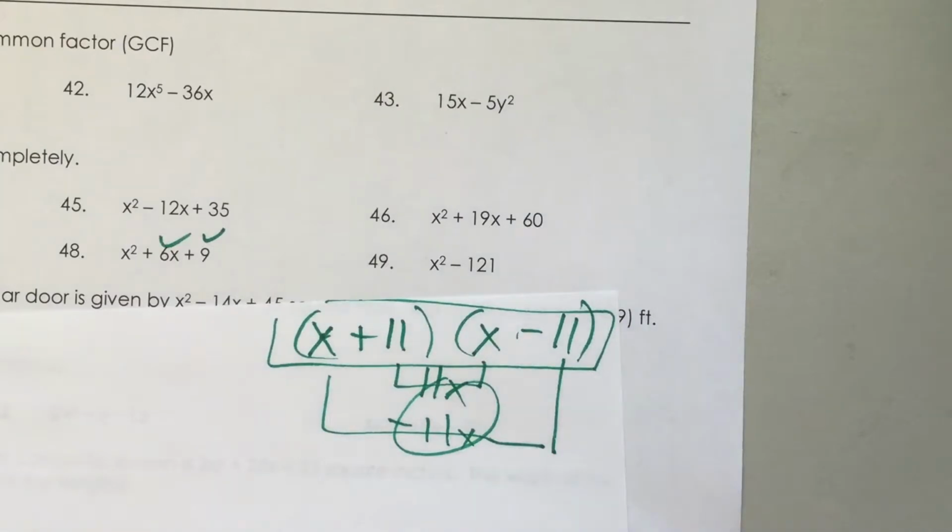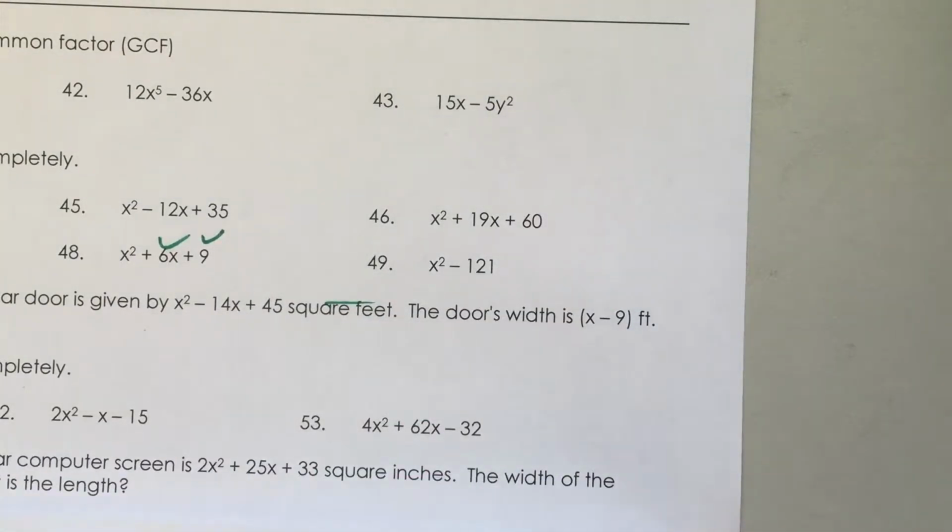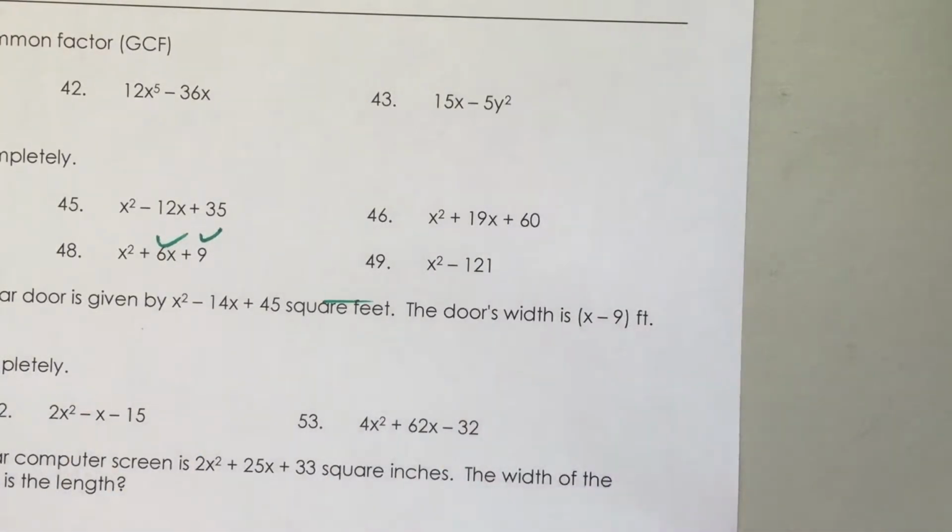All right, let's go ahead and go to number 50. The area of a rectangular door is given by x squared minus 14x plus 45 square feet. The door's width is x minus 9 feet. What is the door's length?